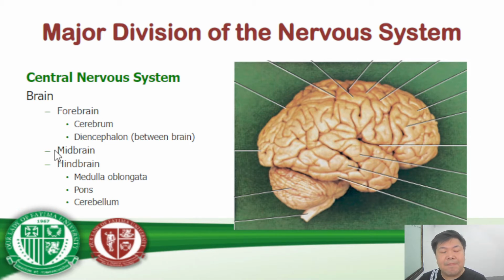And lastly, we have the hindbrain. The hindbrain is composed of your pons. Ito siya, no? Parang protruding portion of the inferior portion of the brain. We have the medulla oblongata, which is this stalk right here. And then we have the cerebellum. So usually the hindbrain is composed of the most inferior parts of the brain. Kumbaga, sila yung pinaka nasa ilalim. So again, the divisions of the brain include the forebrain, the midbrain, and the hindbrain.